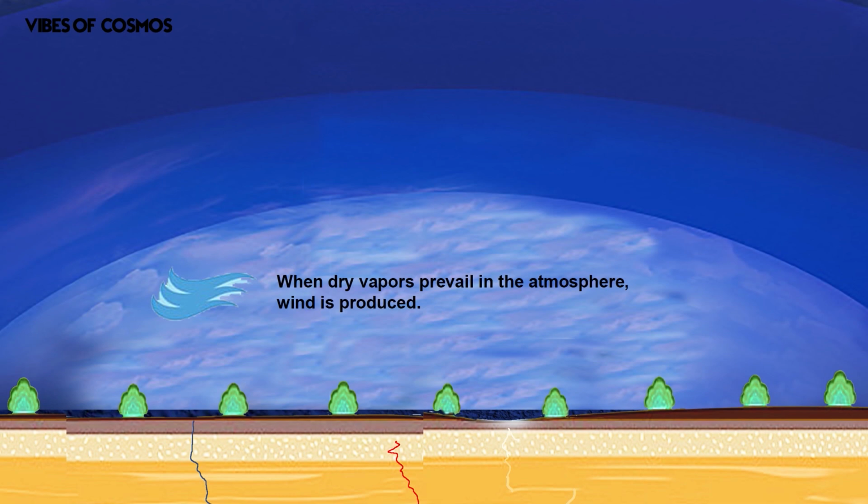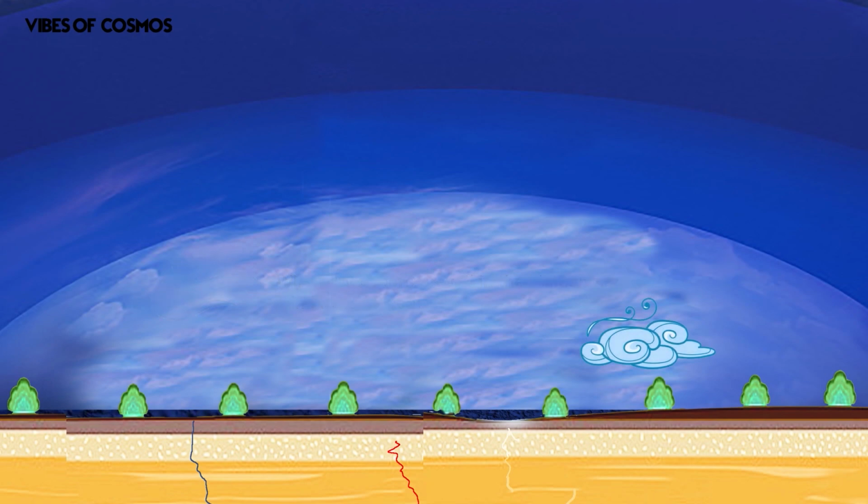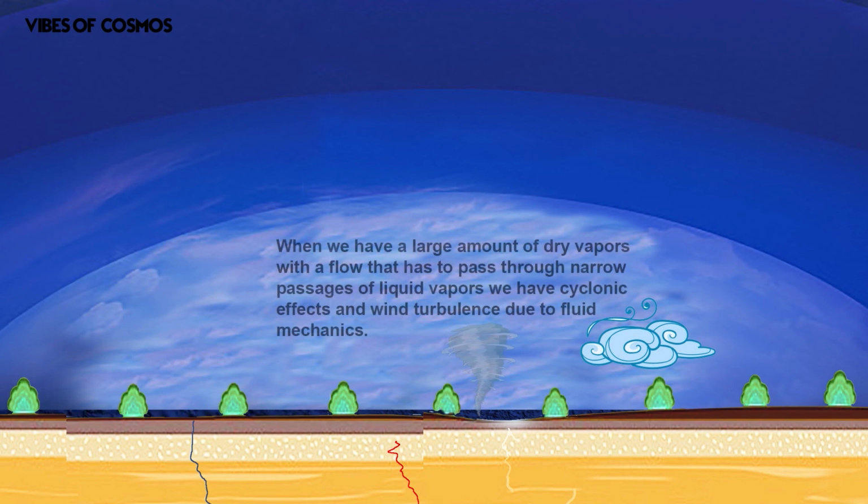When dry vapors prevail in the atmosphere, wind is produced. When we have a large amount of dry vapors with a flow that has to pass through narrow passages of liquid vapors, we have cyclonic effects and wind turbulence due to fluid mechanics.